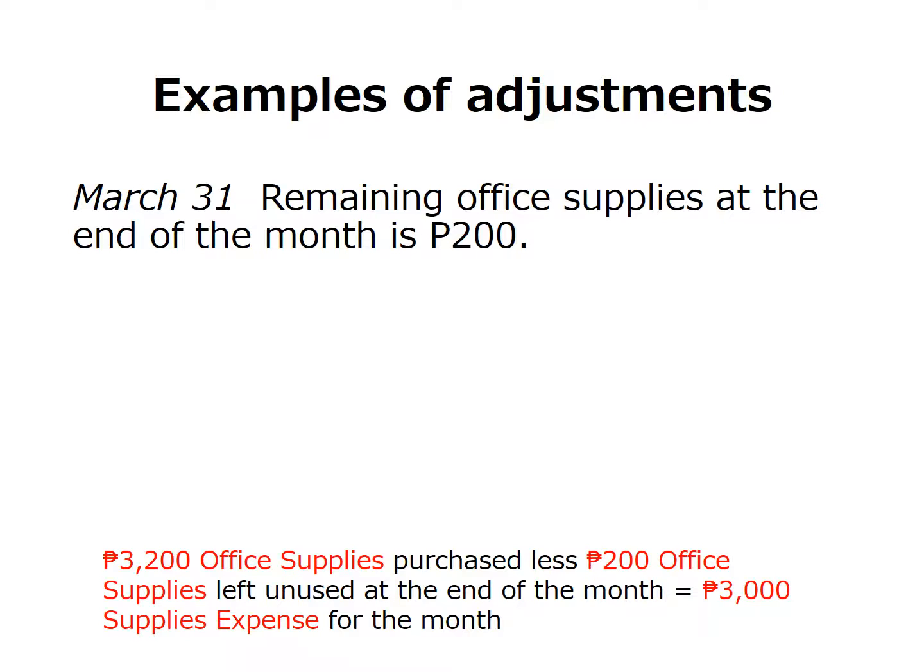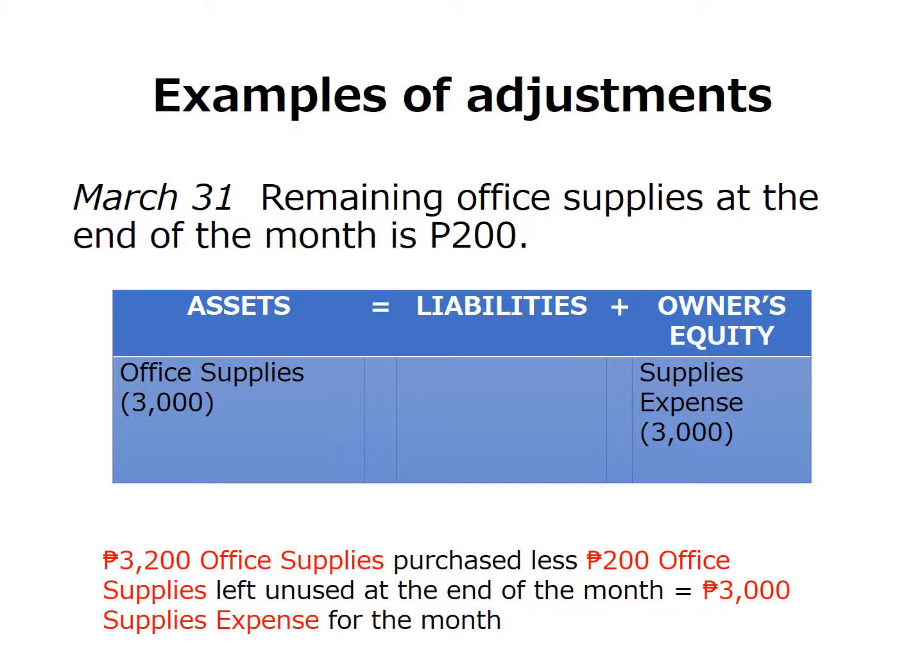How are we going to analyze this transaction? Office supplies decreased by 3,000 pesos because a portion of the office supplies has already been used. Office supplies is an asset. Used office supplies is no longer an asset. That is why we are going to decrease office supplies by 3,000 pesos.